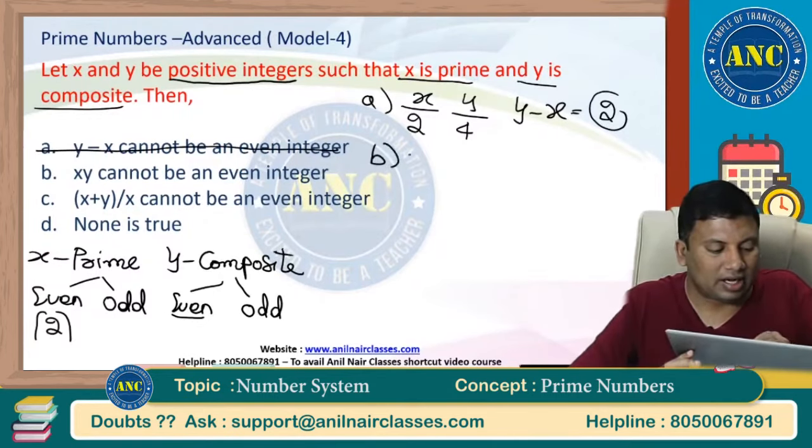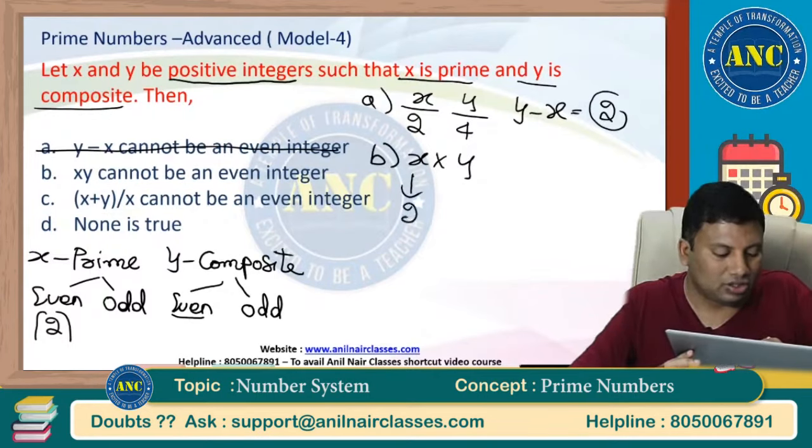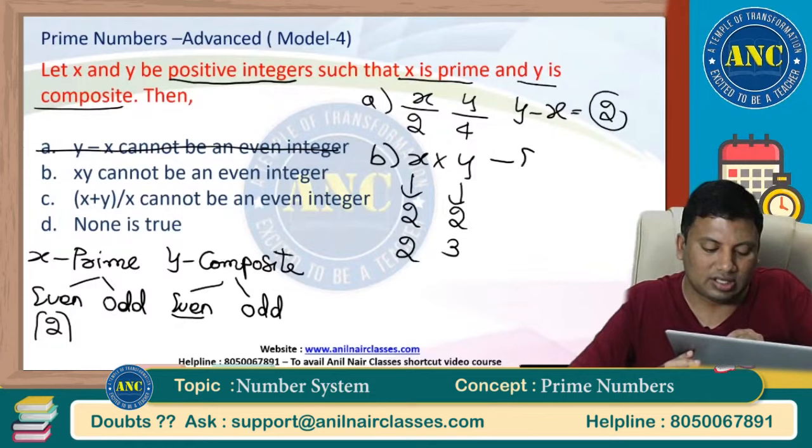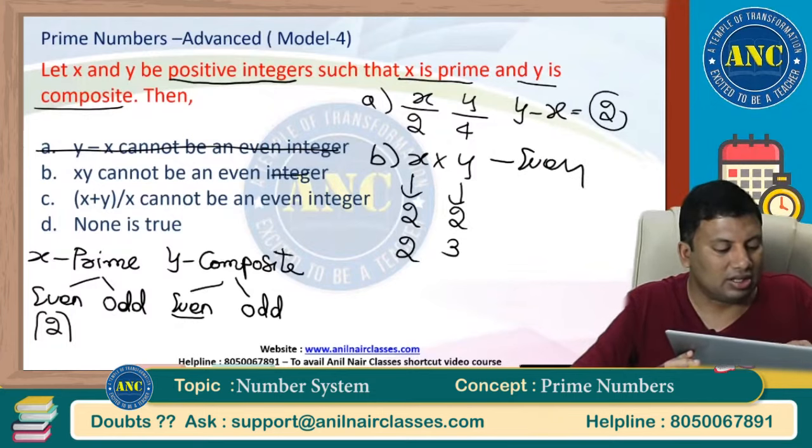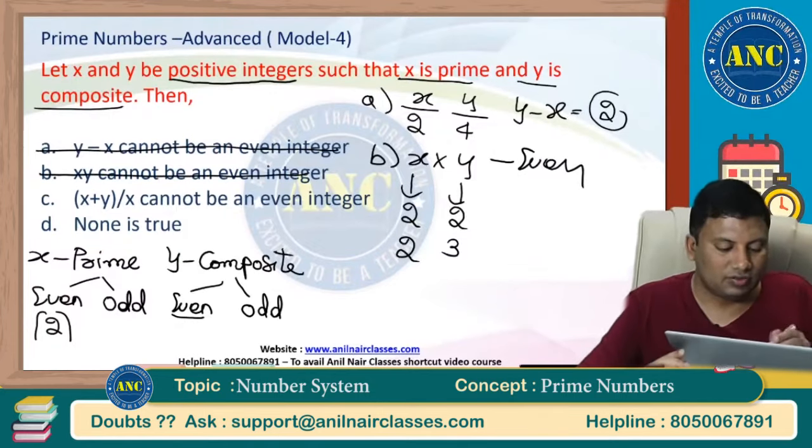Second one: x and y cannot be an even integer. x can be even, 2. y can also be even, 2 into 2. y can also be odd. In both the cases, I am getting an even integer. This is not possible. Next one, C.